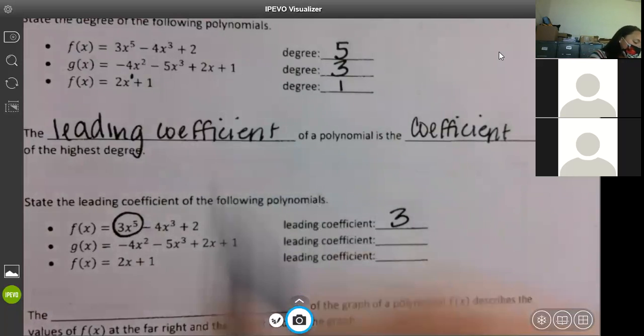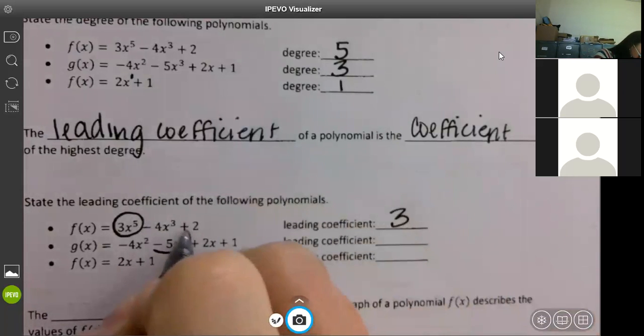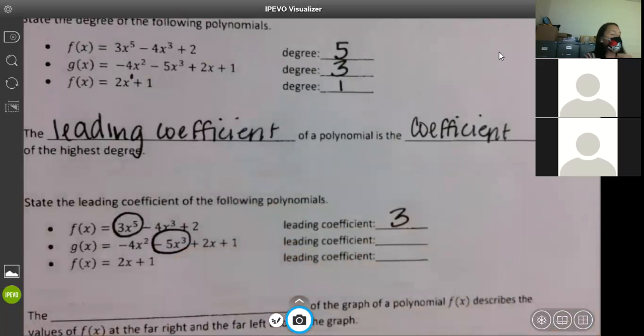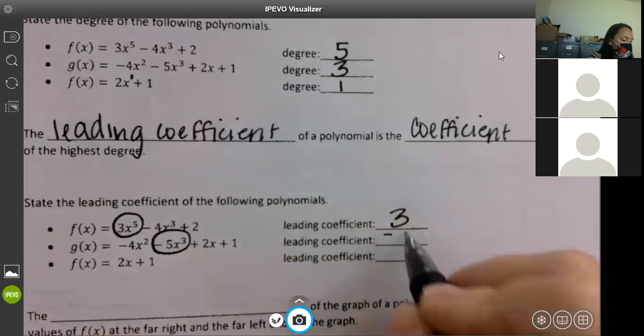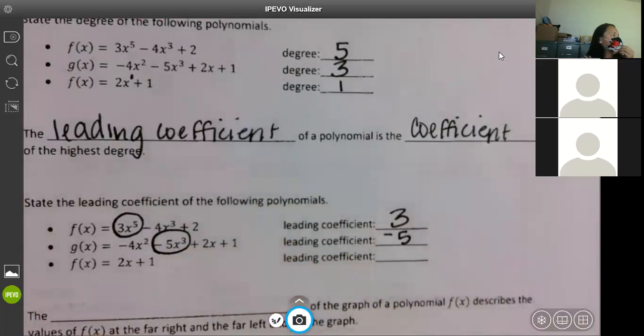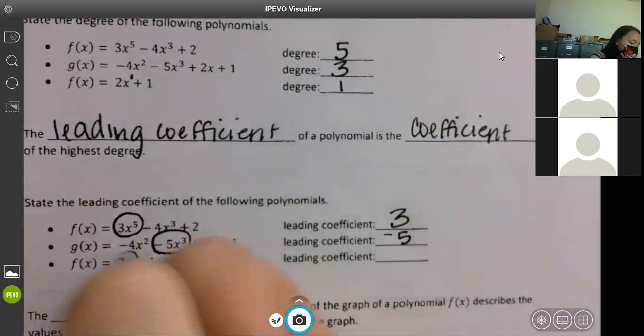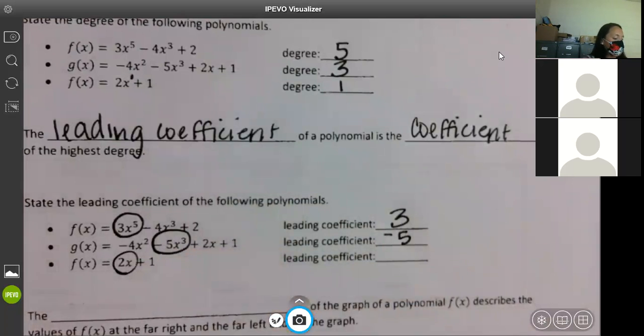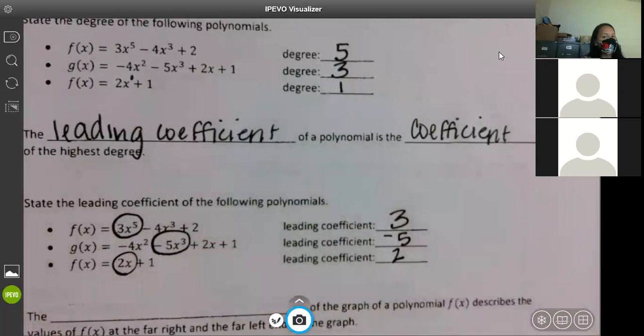So the highest power in the second one, make sure you keep the sign, was a 3. The leading coefficient is the number in front, which is -5. And then the last one, you said the power was 1, so the leading coefficient would be 2. Any questions on leading coefficient? You will have to identify those at some point, so make sure that you know what those are.